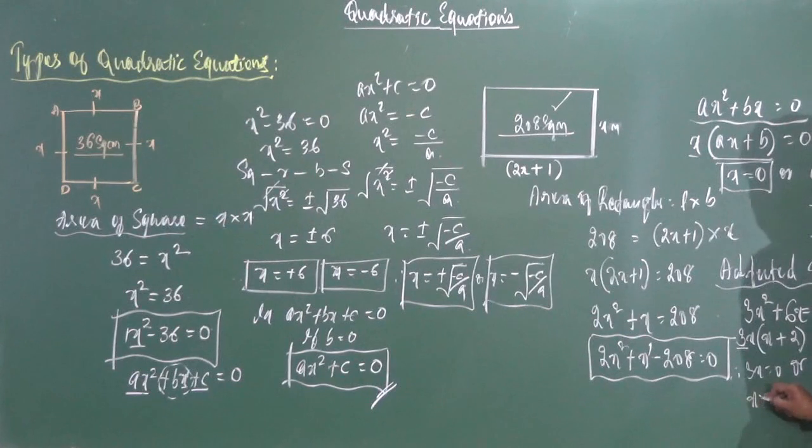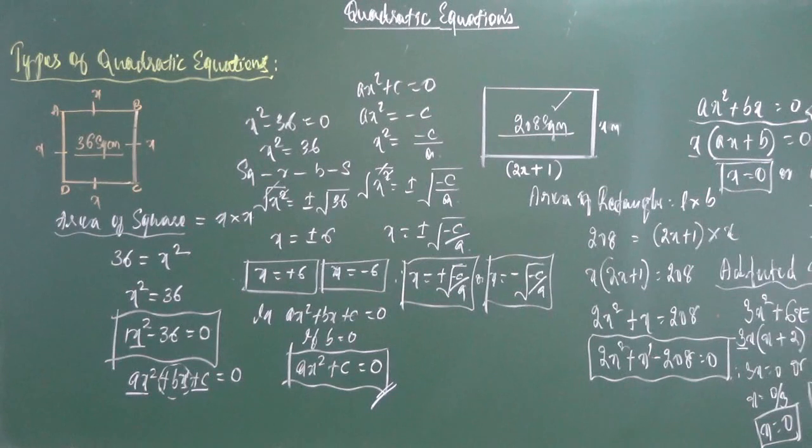So x is equal to 0 by 3. Therefore x is equal to 0. 0 by any number is 0. Please remember this, 3 by 0 is not defined, right? Okay. And x plus 2 is equal to 0. Transpose this plus 2 to the RHS, you are going to get minus 2. So this is a quadratic equation which looks like this.